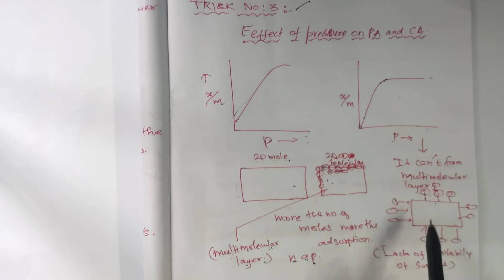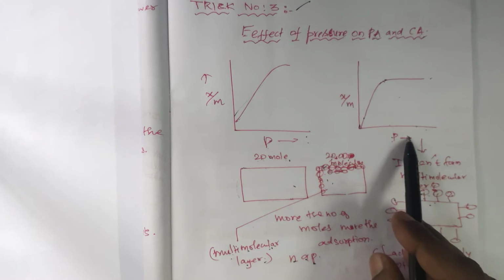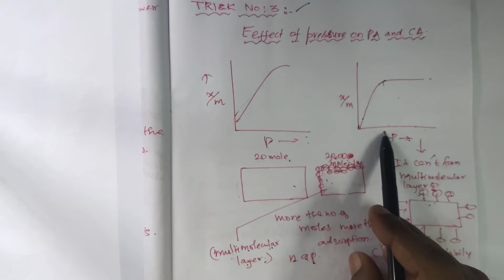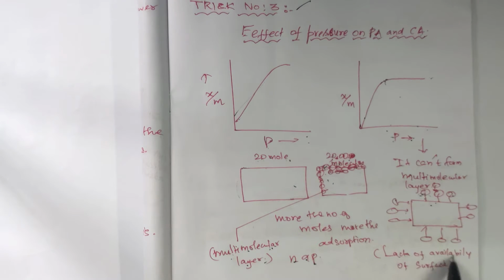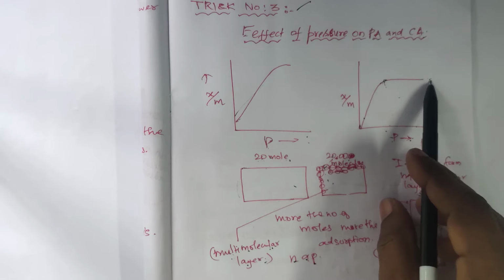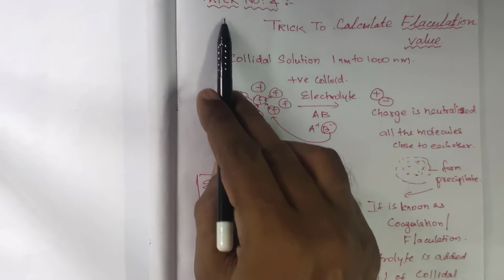But in the case of chemical adsorption, it is a strong bond. Therefore, whenever the pressure is increased, after a certain pressure there is a lack of availability of the surface. Therefore, the adsorption remains constant. Are you clear, children? Trick number 4.